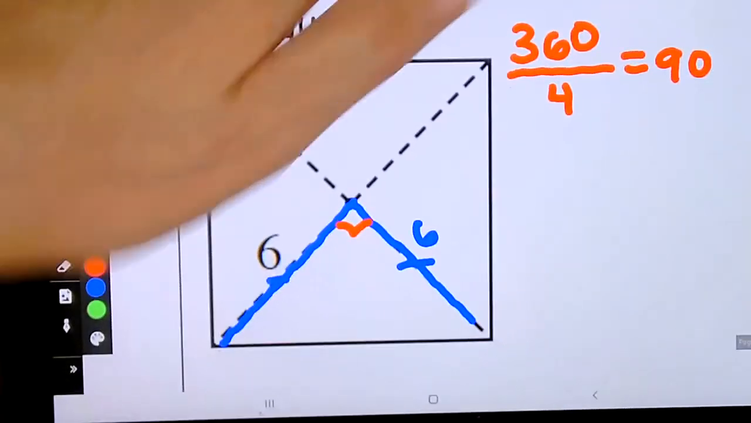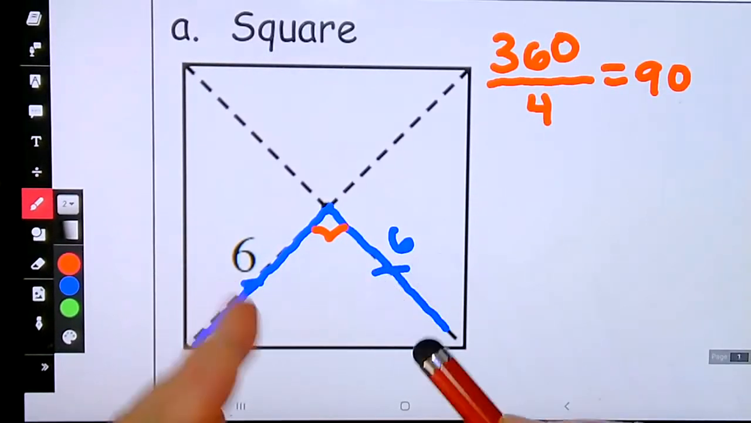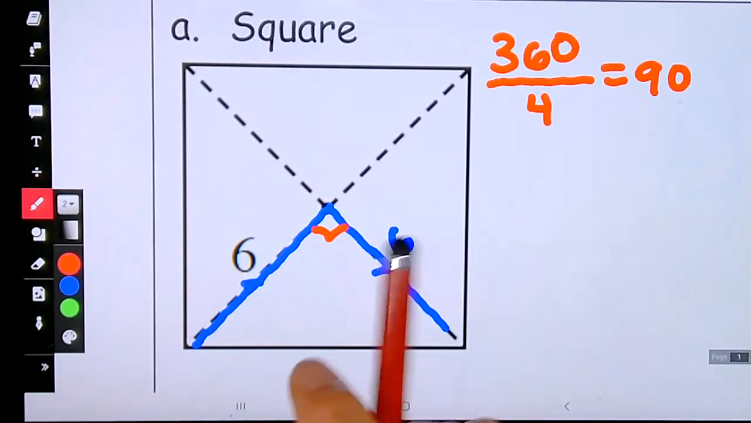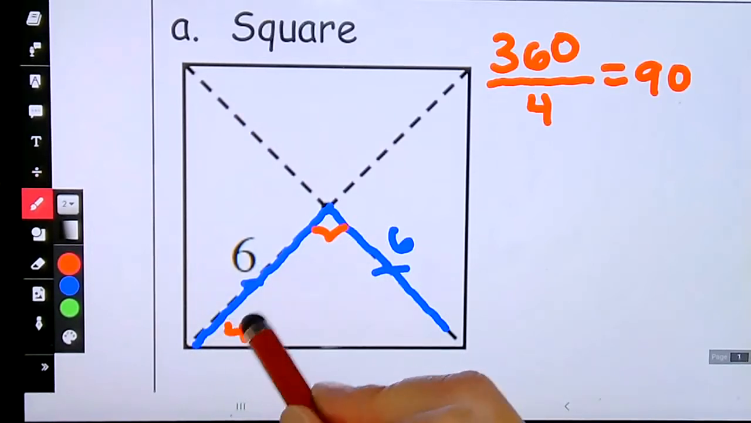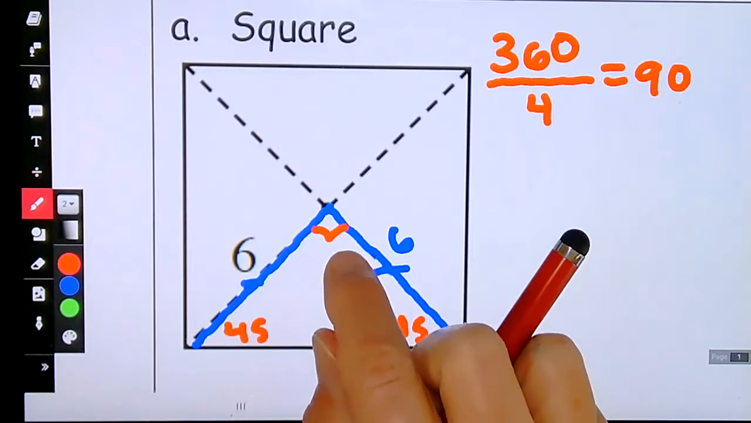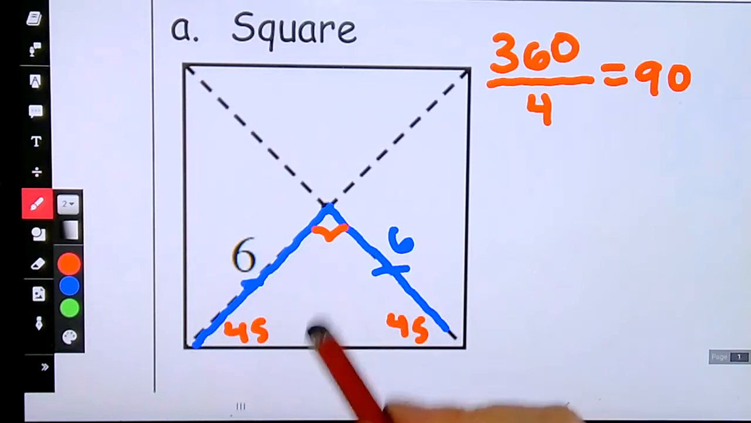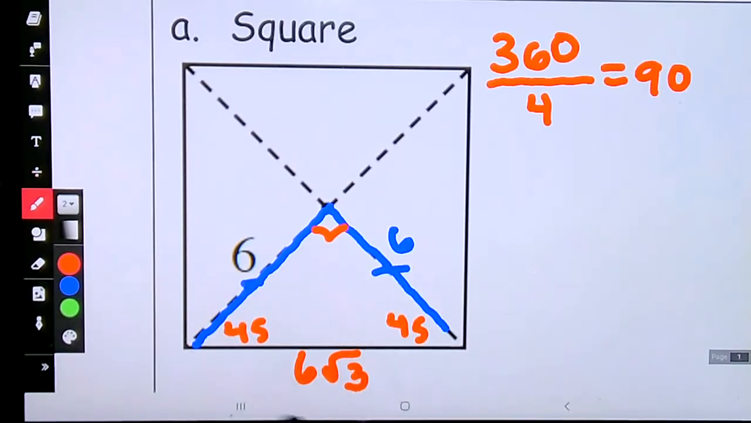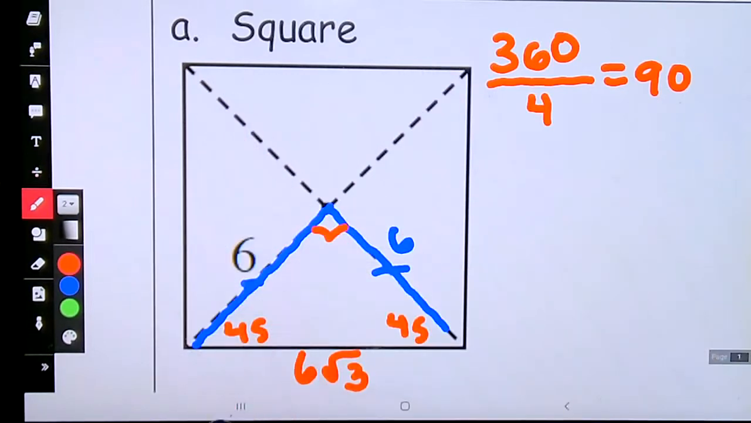Now, I don't need to find the side, but I'm just going to talk about the side right now in case I had to for something else. Since this is a 90 and this is isosceles, that means that this is 45 and this is 45. So I have a 45, 45, 90. So if these across from my 45s are 6, then my hypotenuse is going to be 6 root 3. Again, I didn't need that. I would if they asked me for perimeter, but I don't need it for my area.